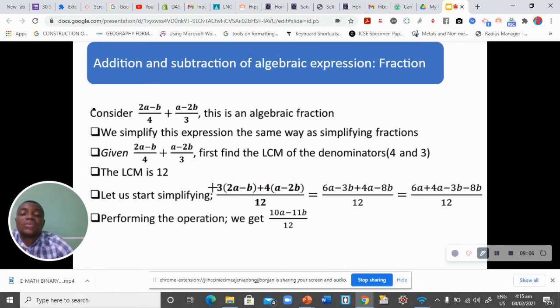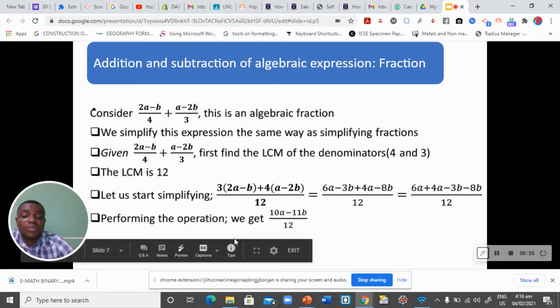So let's start. When 3 multiplies 2a, we get 6a. 3 multiplying minus b, we get minus 3b. 4 times a, we get 4a. Then 4 times minus 2b, we get minus 8b, all over 12. We now group like terms. 6a will be grouped with 4a, minus 3b will be grouped with minus 8b. So it will be 6 plus 4 a, minus 3 minus 8 b. We get 10a minus 11b over 12, because 6 plus 4 is 10, and minus 3 minus 8 gives negative 11.